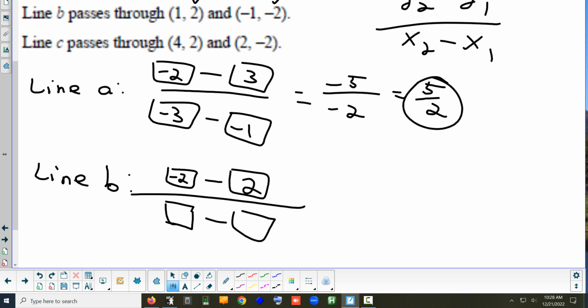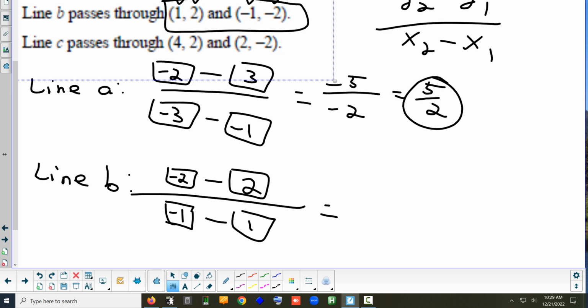Sophie, what's x2? 4. We're looking at line B. So you should be looking right there. That's x1. That's my first x, so -1. And Tirza, what's x1? 1. All right, let's see what we get.